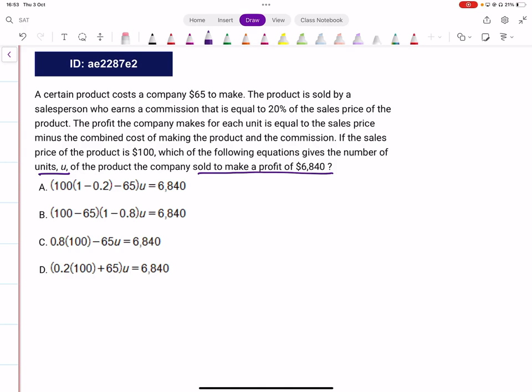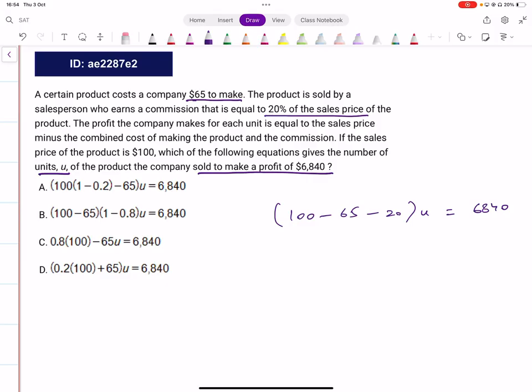How do you calculate profit from this? The product costs $65 to make. The commission is 20% of the sales price. The profit is equal to the sales price minus the combined cost of making the product and the commission. If the sales price is 100, they're selling it for 100, minus the costs. What are the costs? $65, and 20% of the sales price, which would be 20. This is the profit that you're making from one product. If you're making U units, what would be the total profit? This multiplied by U. This should equal 6840.